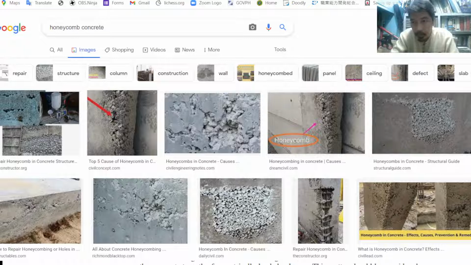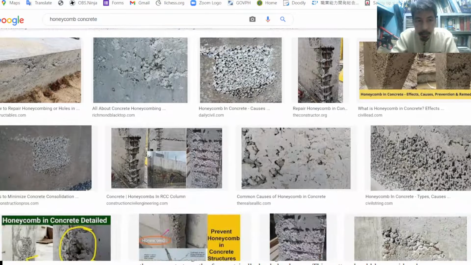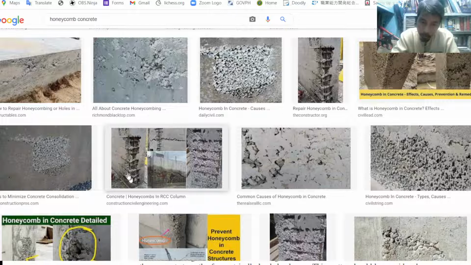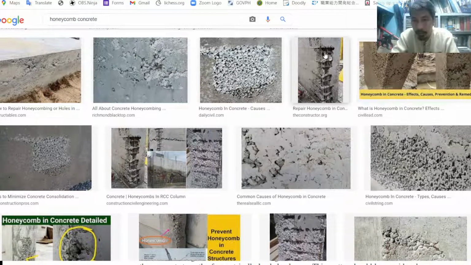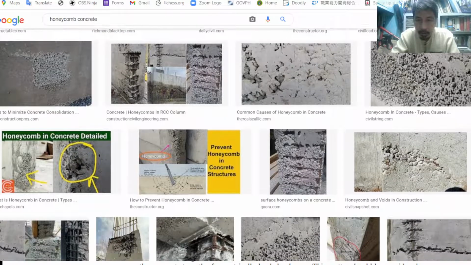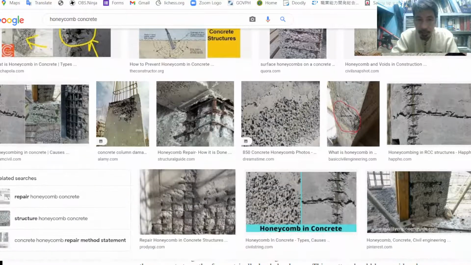Okay, and here, there, honeycomb, very bad honeycomb. A column is a column, but because of honeycomb, there is no strength in this column. This is a failure. Failure of construction. So these are the types of honeycomb.